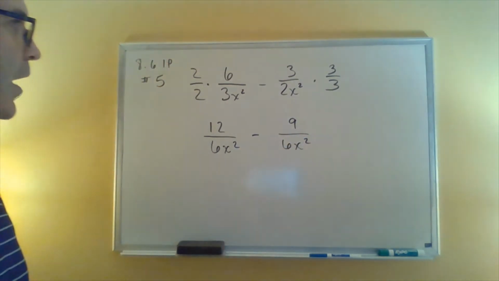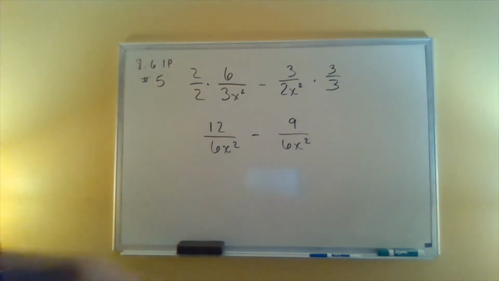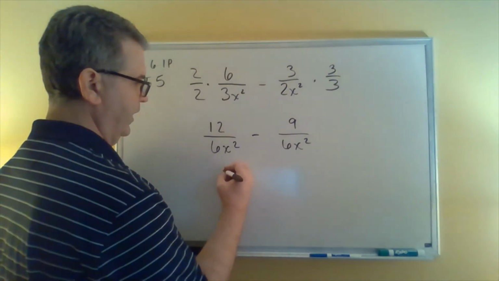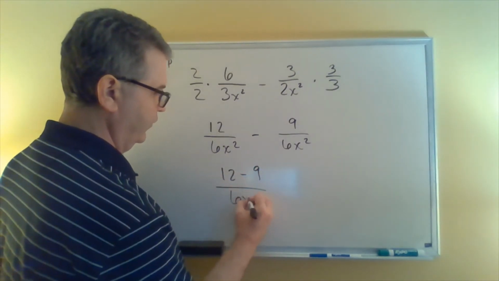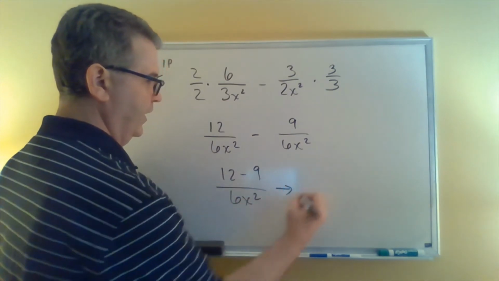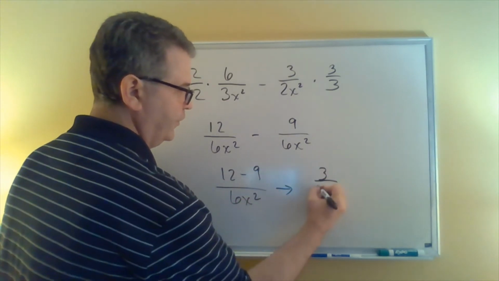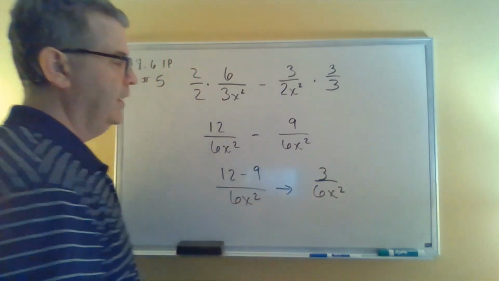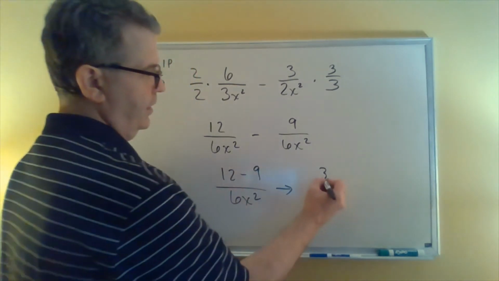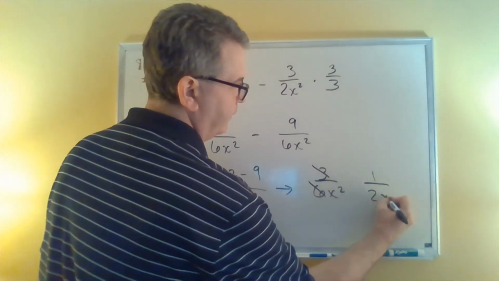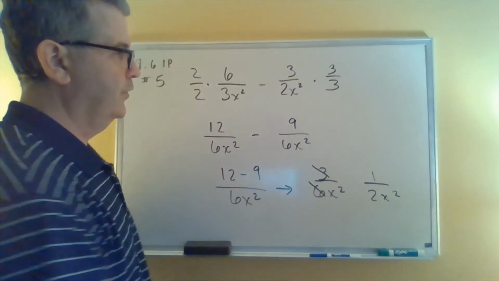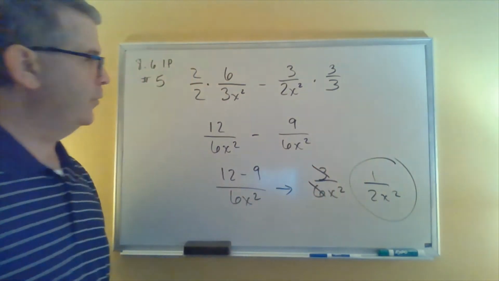So now I have my common denominator of 6x squared. So I'm going to combine my numerators. So I will have 12 minus 9, keeping my common denominator of 6x squared. 12 minus 9 is 3. So 3 over 6x squared. I can reduce this common factor of 3. I have 1 over 2x squared. There's my answer for number 5.